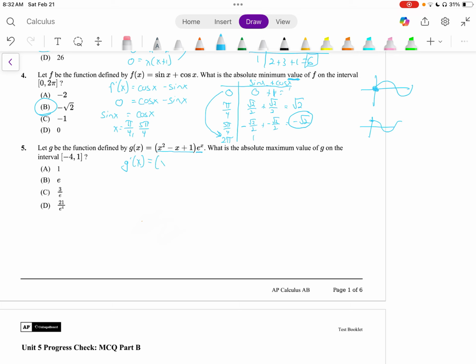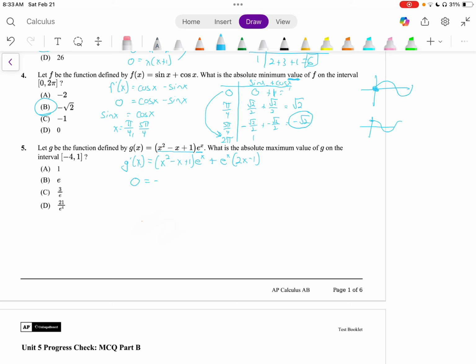And so we have to use the product rule. So x squared minus x plus 1 times the derivative of e to the x, which is itself, plus e to the x times the derivative of that first one, which is 2x minus 1. And we want to find when this is undefined or 0. It's not going to be undefined, so we're going to find when it's equal to 0.